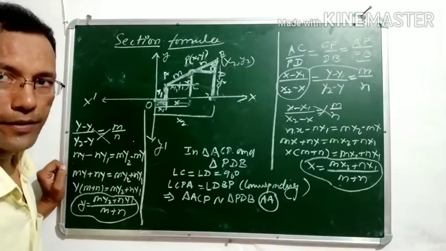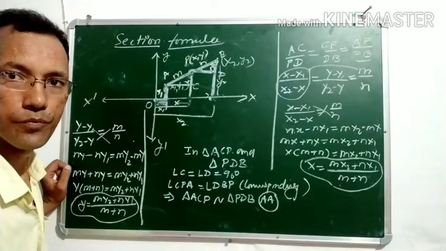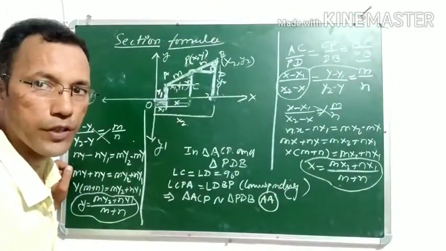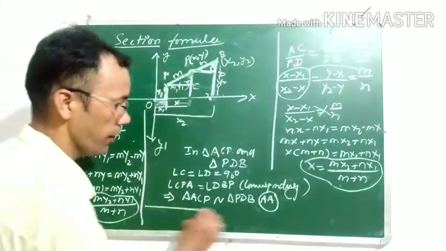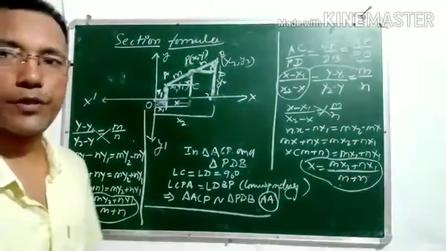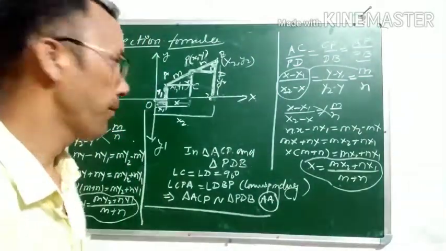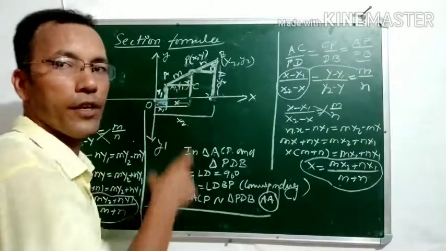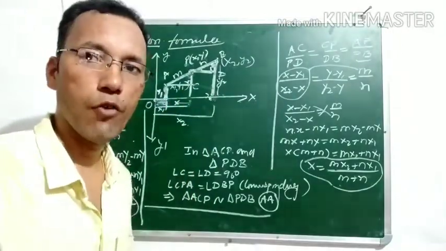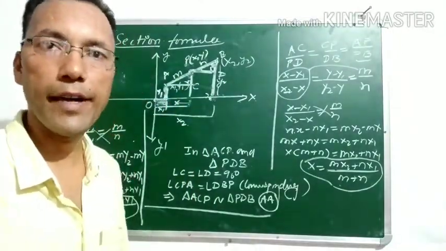So this is the x and y we get from these relations. That is called the section rule. We can solve problems where some of the points are given and we have to find m and n, or x1 y1, or x y, or x2 y2.